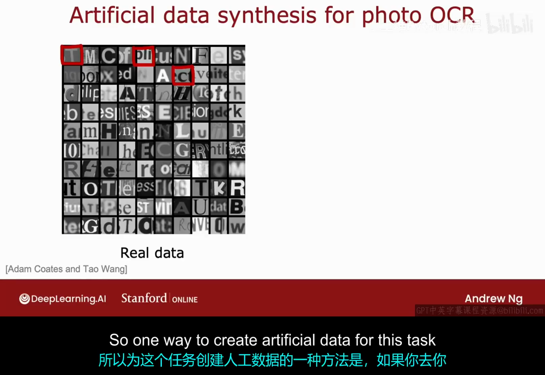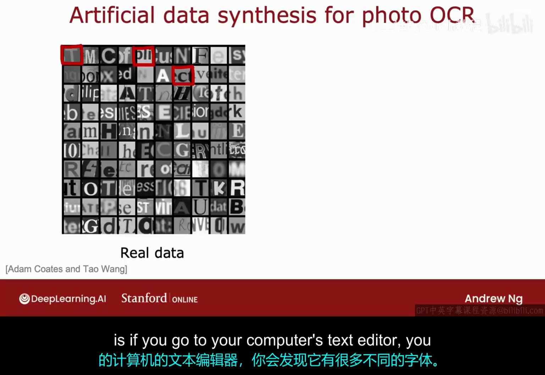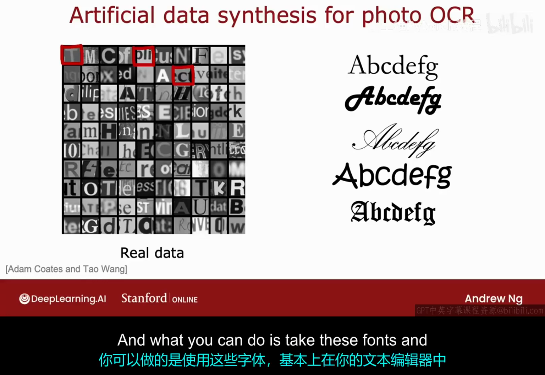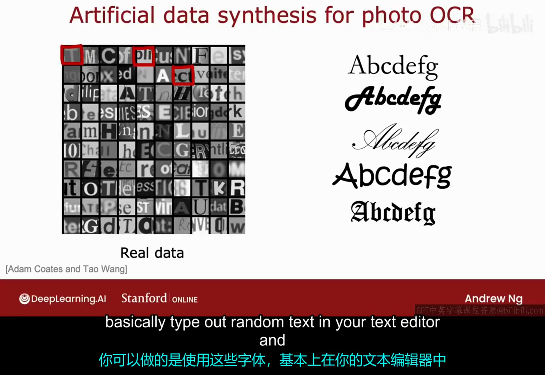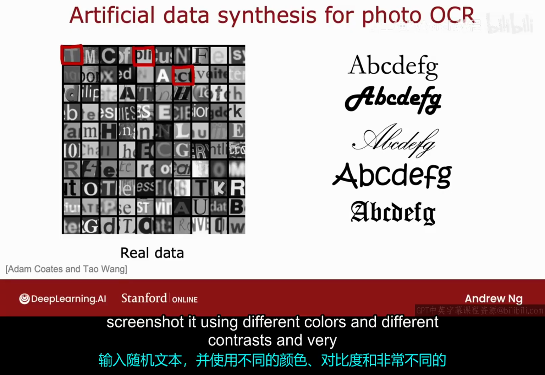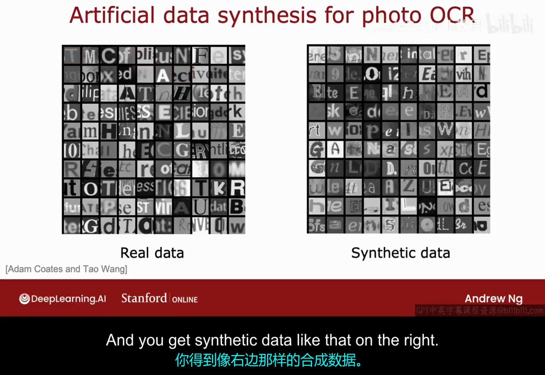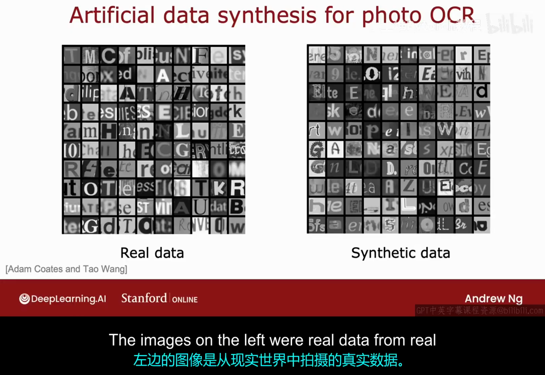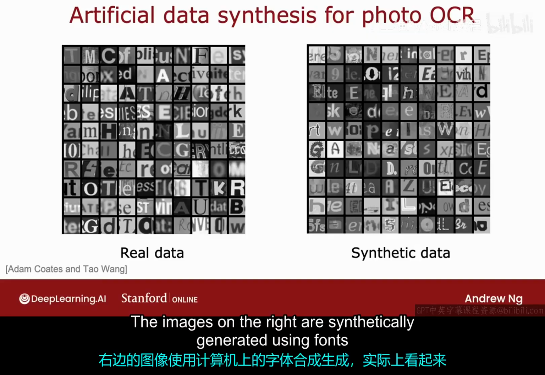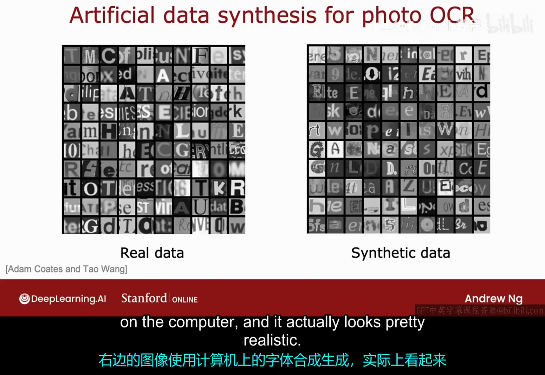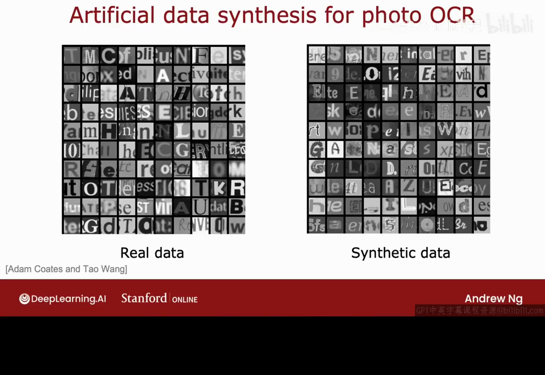So one way to create artificial data for this task is if you go to your computer's text editor, you find that it has a lot of different fonts. And what you can do is take these fonts and basically type out random text in your text editor and screenshot it using different colors and different contrasts and very different fonts. And you get synthetic data like that on the right. The images on the left were real data from real pictures taken out in the world. The images on the right are synthetically generated using fonts on the computer. And it actually looks pretty realistic.